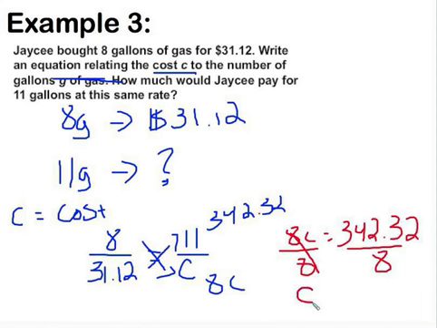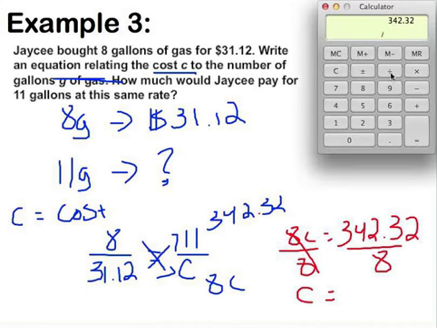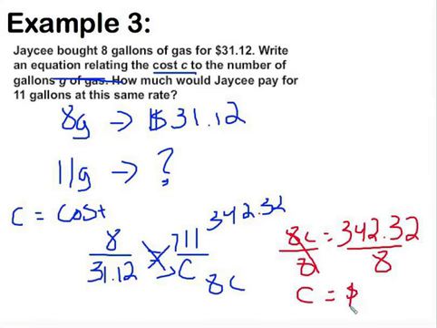giving me that the cost is equal to, so if you still have your calculator out, you can divide that by 8, $42.79 for 11 gallons of gas.